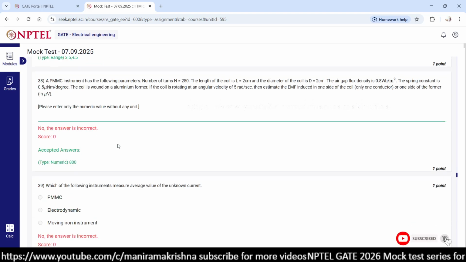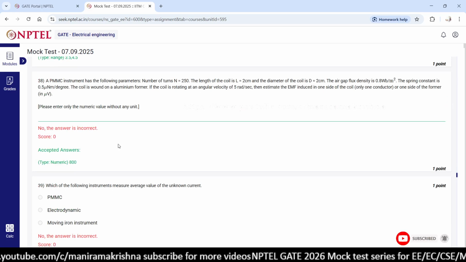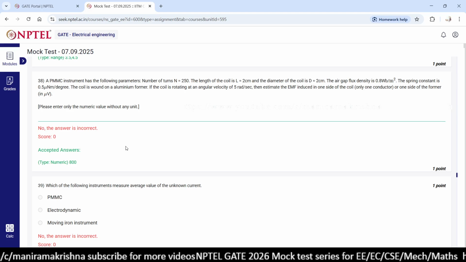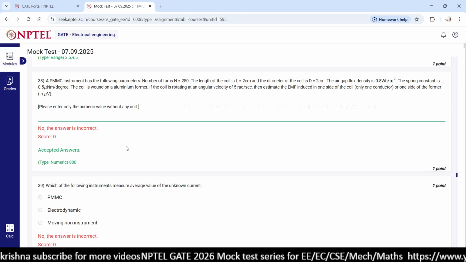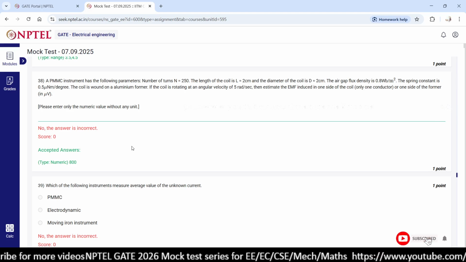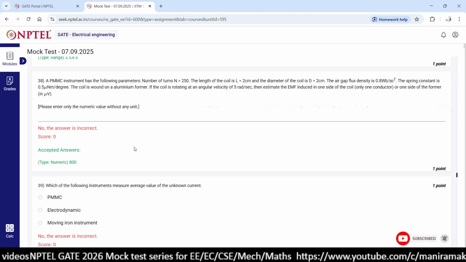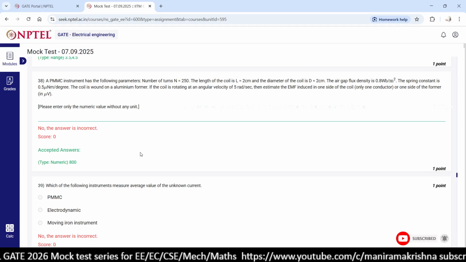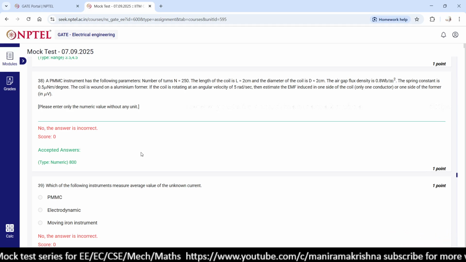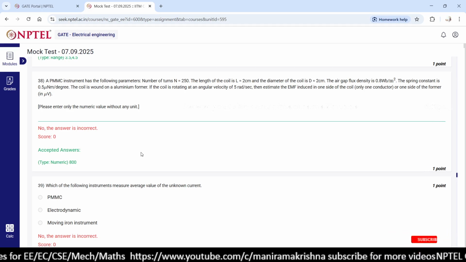Next, we have the PMNC instrumentation. Okay. If you identify these questions, most of them come from a textbook. So if you prepare the books, you can easily identify each topic. The multiple choice and the fill in the blanks are there that you can do easily.